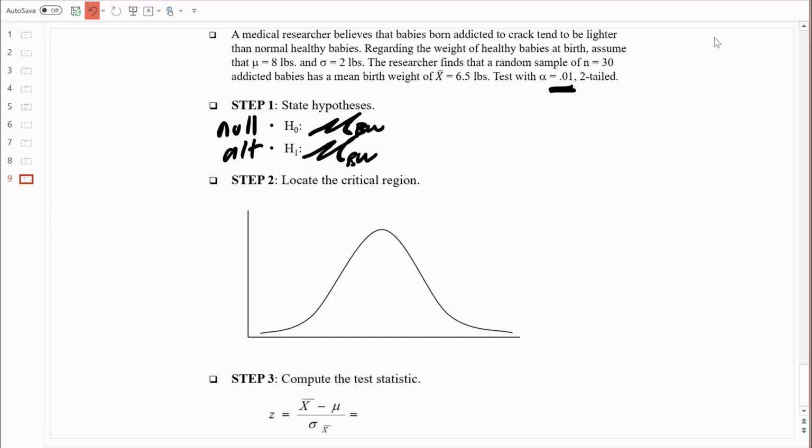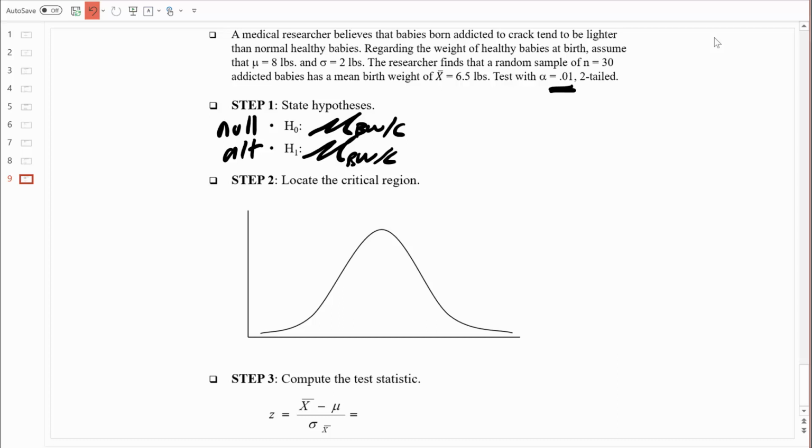And then I ask myself, whose birth weight? I already know the population mean birth weight for normal, healthy babies. What I don't know is the population mean birth weight for those babies born addicted to crack. I'm trying to learn about that population based on this sample of 30 babies. So population mean birth weight for babies born addicted to crack. I'll just put a C.